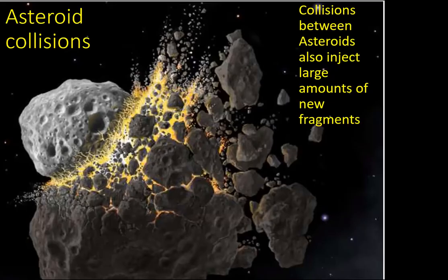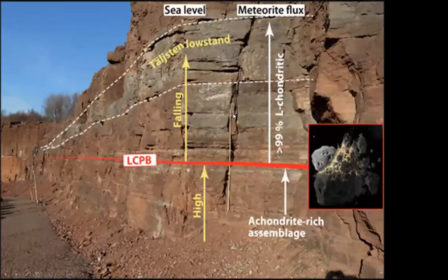Other bits of it will fall down into the inner solar system, perhaps to land on Earth. And a very good example of that happened around 460 million years ago. This is a photograph of a cliff showing banded layers in the geological record, where suddenly the number of meteorites went through the roof.